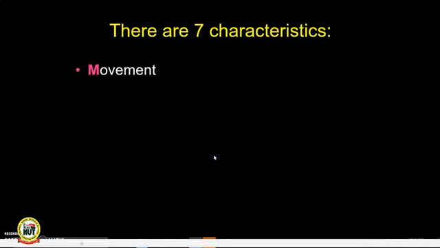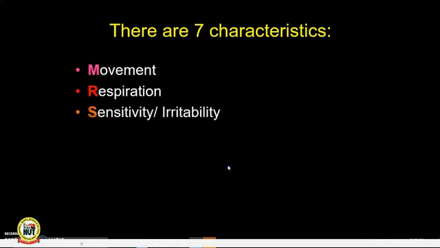Now, the first characteristic which we're going to look at is movement. Anything that can move from one place to another, either total movement or partial movement by movement of its parts, has a tendency to be a living thing. Also, respiration, exchange of gas, breathing. Anything that can breathe, take in oxygen and breathe out carbon dioxide, or take in carbon dioxide and bring out oxygen, has a tendency of being called a living thing.